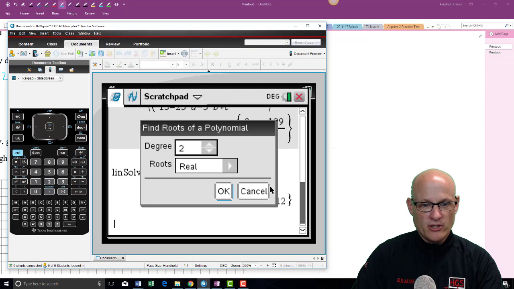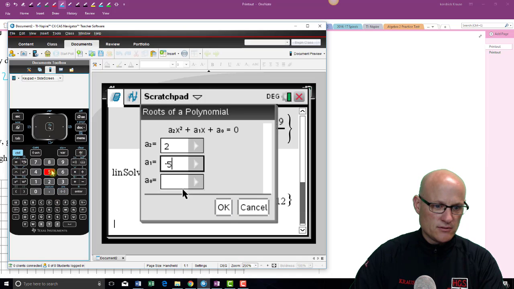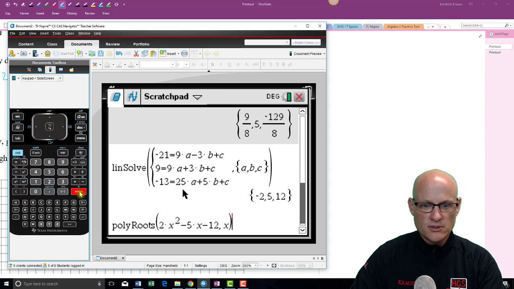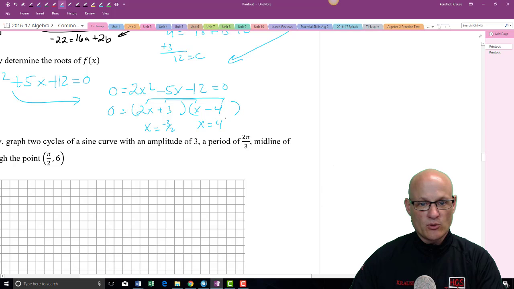And find the roots of the polynomial. Second degree polynomial. 2, -5, -12. And it tells you the answers, but I could have just factored it. 2x and x, minus, what was that, -3, so it's +3, and -4. Now that's -8 plus 3 is -5, so this gives me x equals -3/2, and x equals 4.